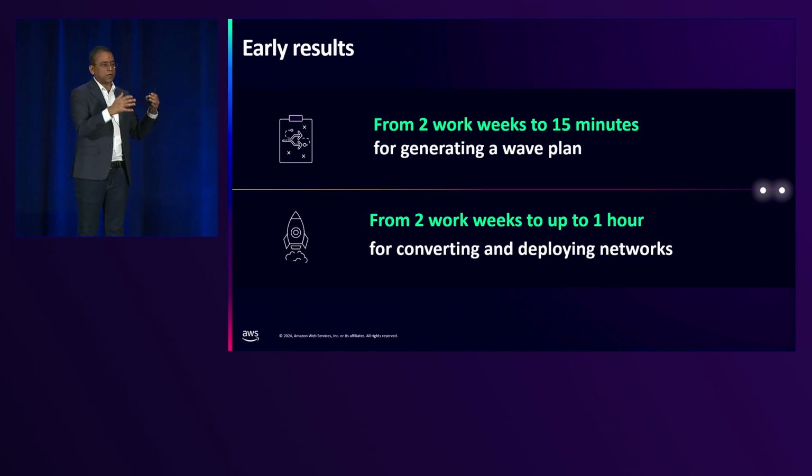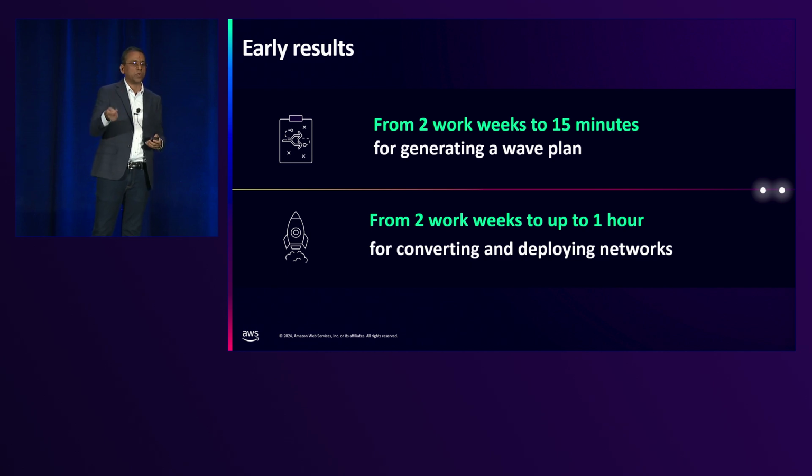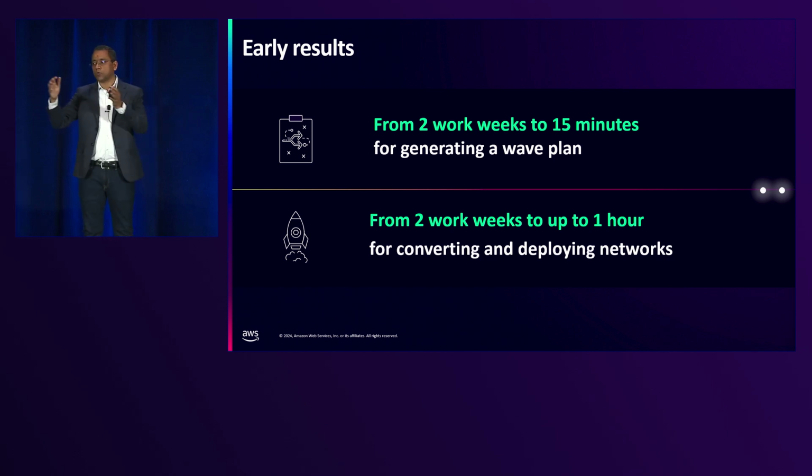So that kind of unblocks the next set of activities that you need to do when you have this kind of plan quickly available. The same thing was for network conversion. Looking at all of those on-premises rules and converting that to AWS equivalent, what would take our teams 2 weeks was done in less than 1 hour, but that was not just the conversion.